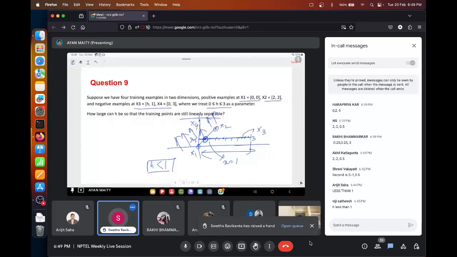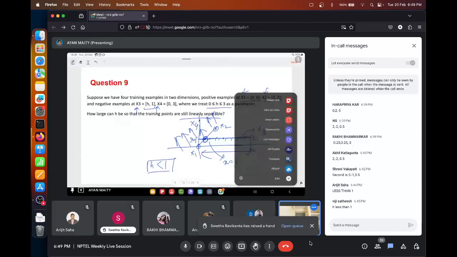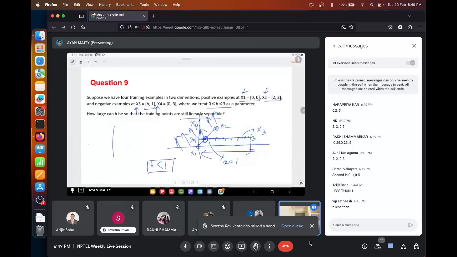Can you explain once again the question number 9? So in question 9, x1 and x2, these are the 2 points. These 2 points are positive examples, x1, x2, and x3, x4 are negative examples. x3 is (h, 1). So this value of h is not known, and you have to find out what can be the maximum value of h. So I have to draw it again then.